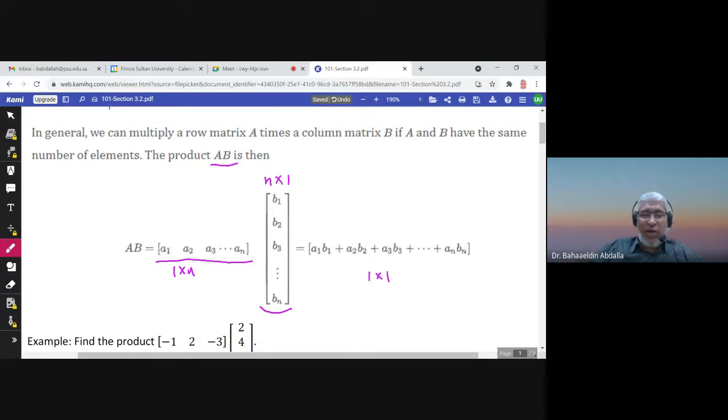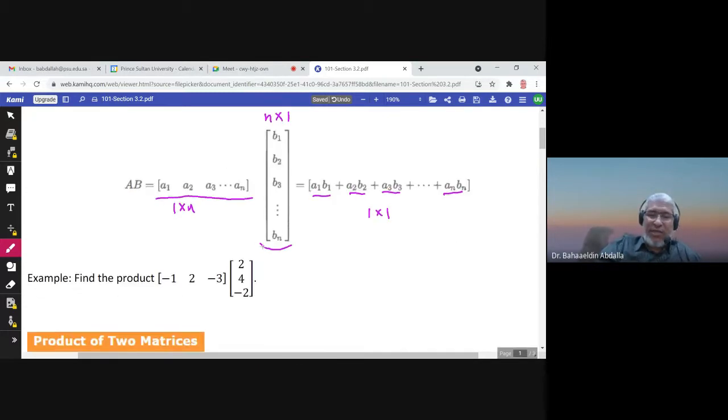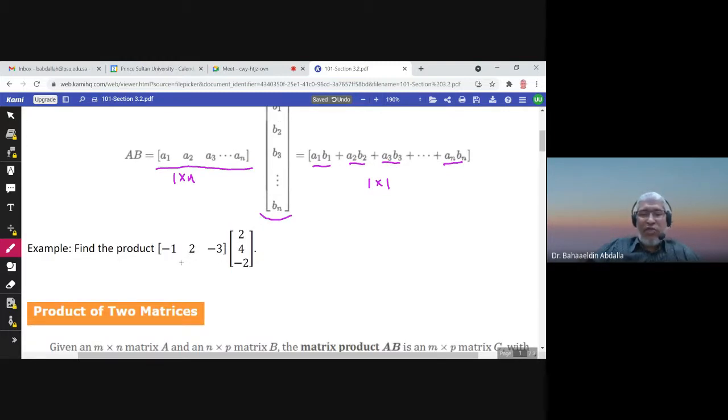We multiply A1 times B1 plus A2 times B2, plus A3 times B3, and so on up to An times Bn. So we will get the product of these two matrices. This is an example. This matrix is 1 by 3, and this matrix is 3 by 1. The number of columns equals the number of rows, so I can multiply the matrices. If these two numbers are different, we cannot use this product, okay? It's not defined.